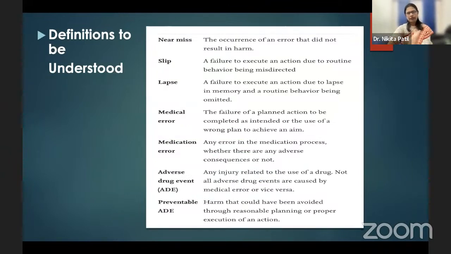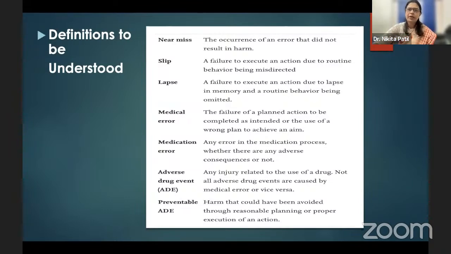Definitions to be understood: the occurrence of an error. What is a near miss? Occurrence of an error that did not result in harm. As I said, I checked the blood, I checked the name, I checked the middle name, I checked the surname, and then the blood group. So it was a very, very close miss. By one small mistake, we would have had it, the whole OT complex.